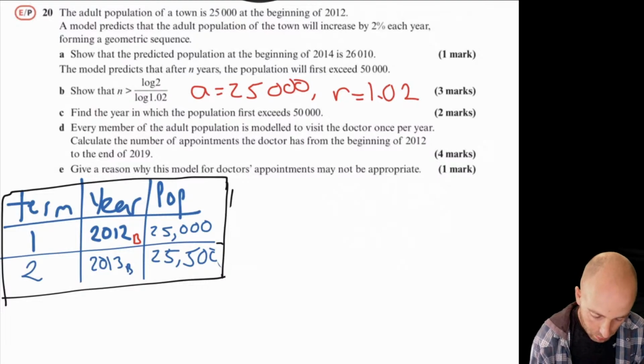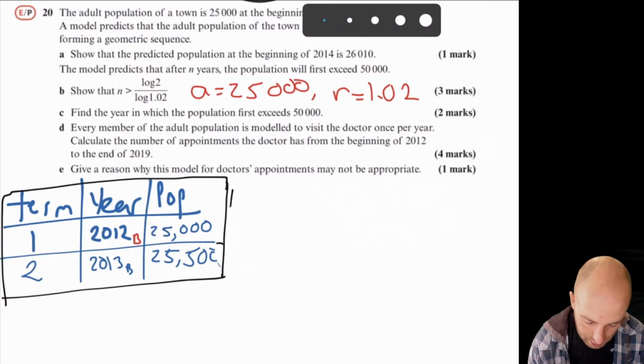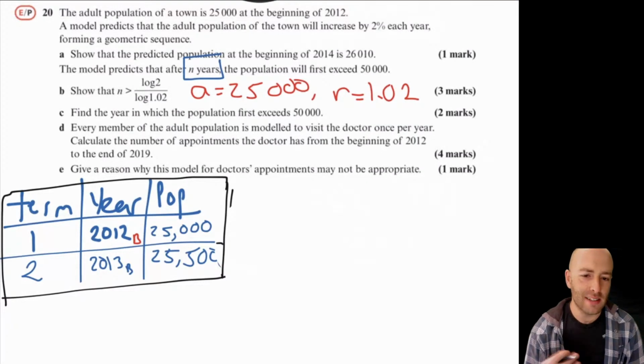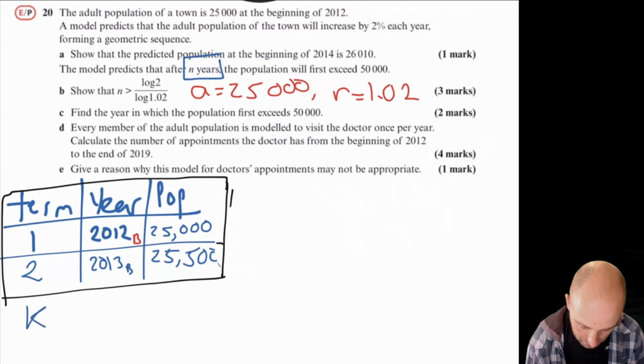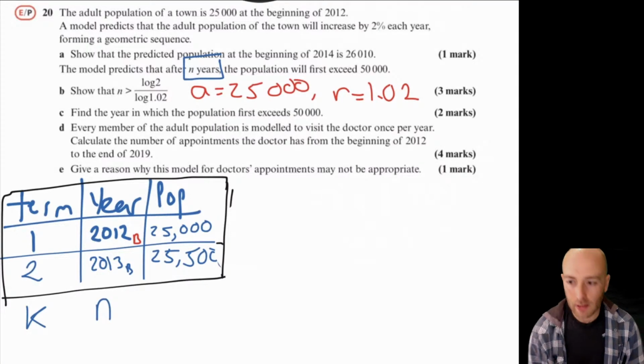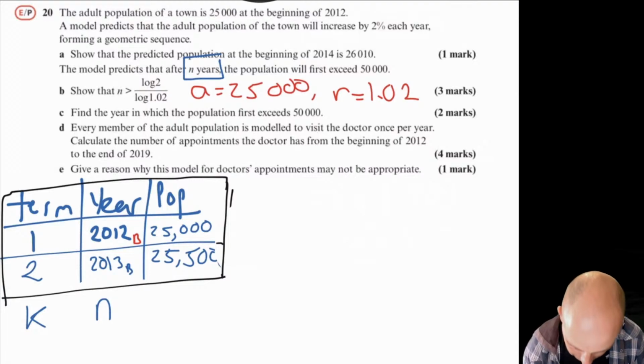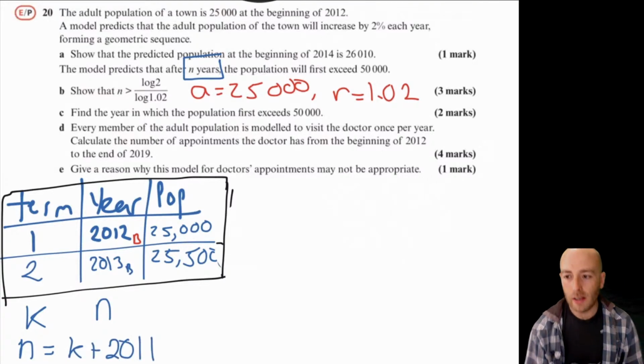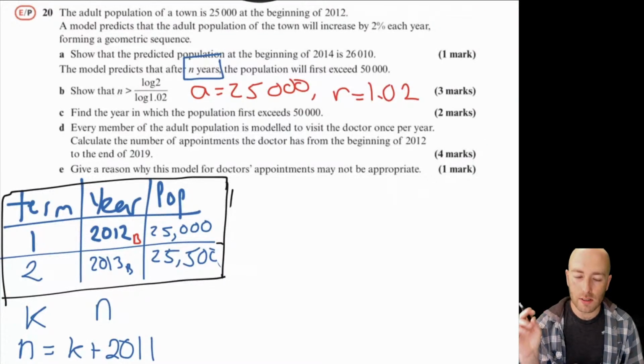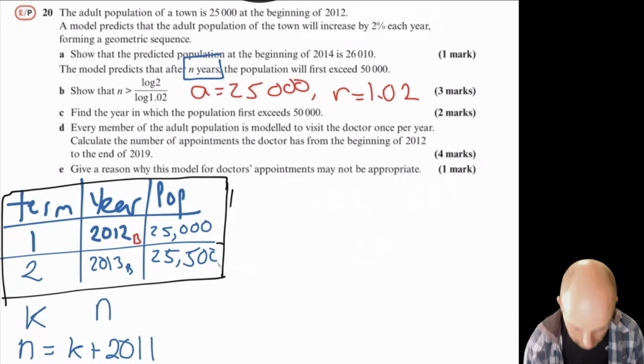Cool, alright. So what I said to Lucy here is a bit difficult. They've said n is the years, whereas we normally say n is the term. So I'm going to use k for my term, n for my years, just so I don't get mixed up. And we know that the year is k plus 2011. Yeah, so now we're all sorted. We don't need to worry about years and terms. We can do this in terms of terms and put it back into years in a minute.